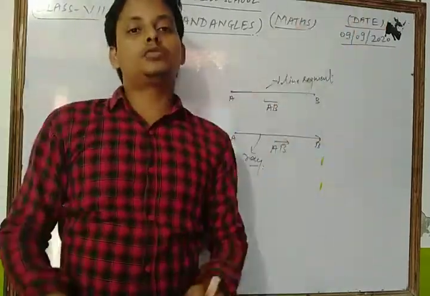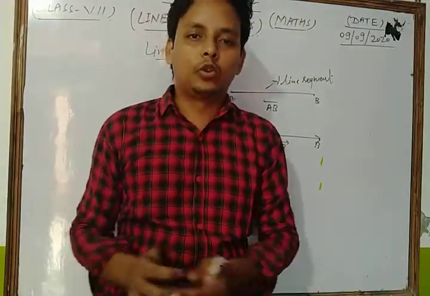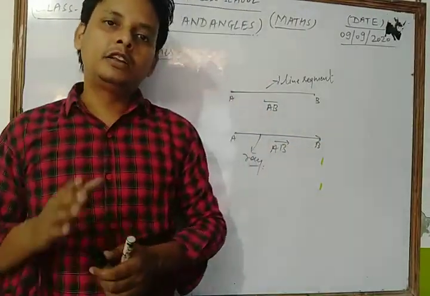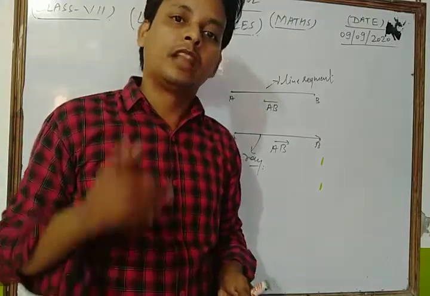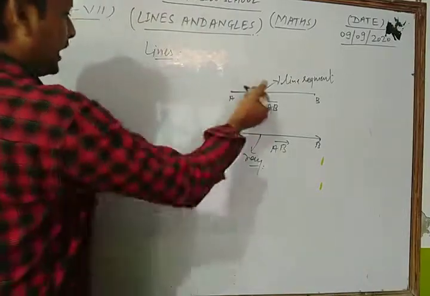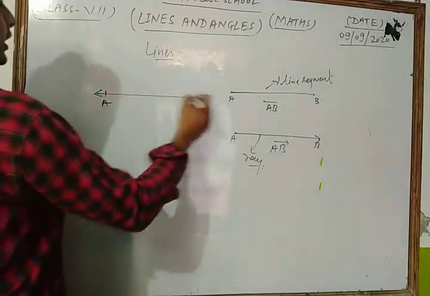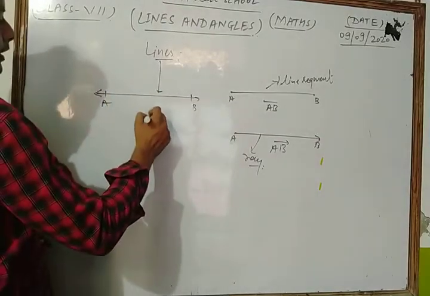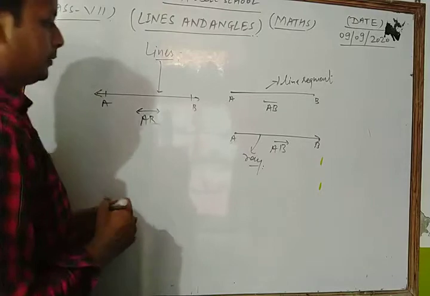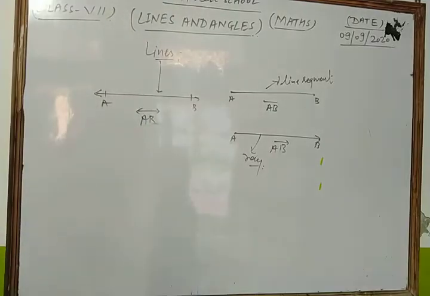Now, dear students, if a line segment is extended in both directions, then it is said to be a line. Yes. If that line segment is extended in both directions in this way, then it is said to be a line, and it is denoted in this way. The symbol of a line is in this way, AB.